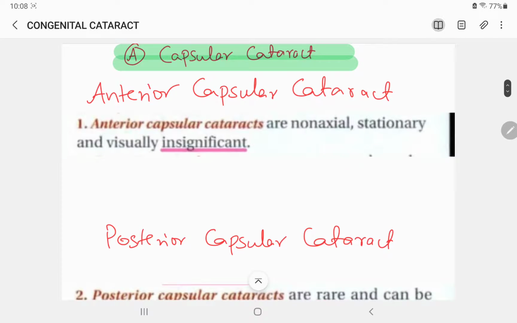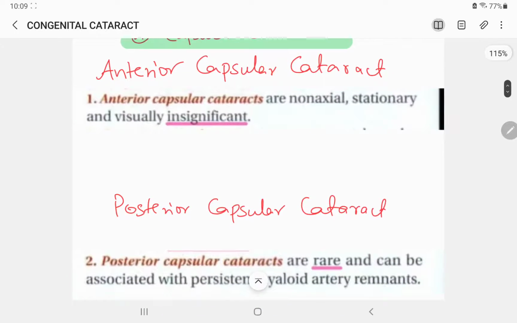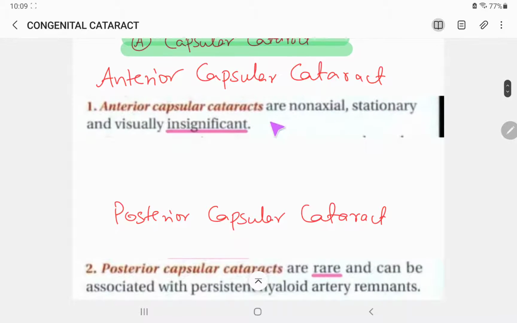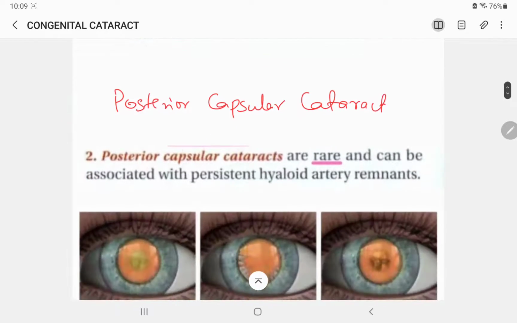Number one is capsular cataract. There are two capsules, anterior capsule and posterior capsule, and both places can be affected by cataract. Anterior capsular cataracts are non-axial, stationary, and visually insignificant. If this is your lens and this is the capsule, anterior cataract is non-axial, stationary, and visually insignificant. Whereas posterior capsular cataracts are very rare and can be associated with persistent hyaloid artery remnants.